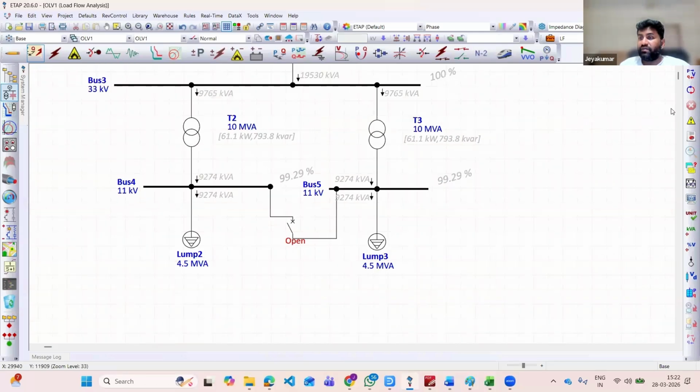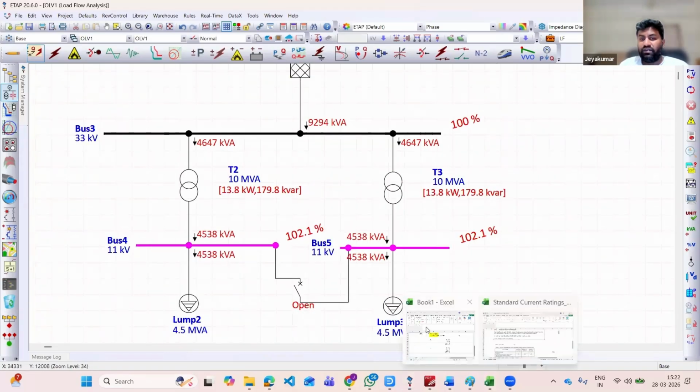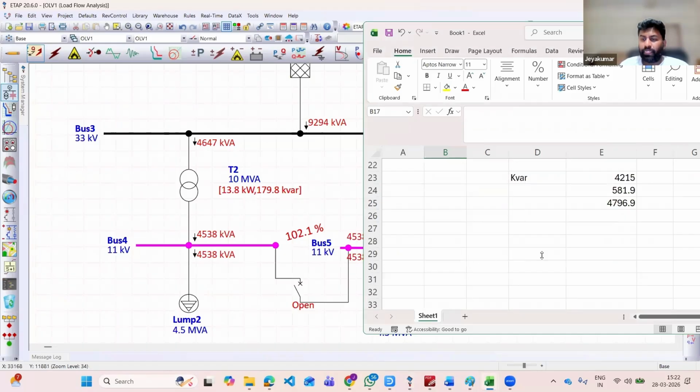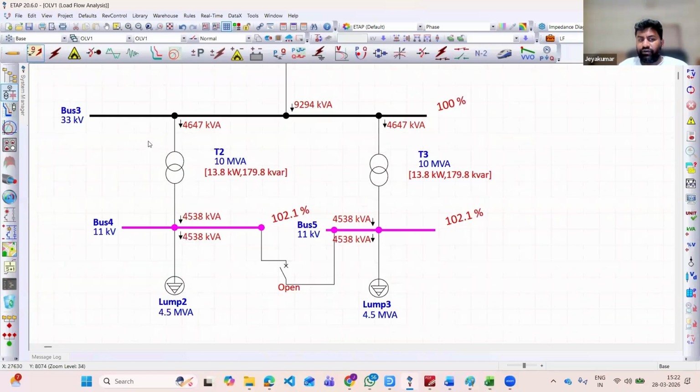So now you see here, there is an option that your transformer will be loaded only 50%. You are not loading fully, right? So why is it like that? Why are we doing like that? Let's look at here: 4647 divided by, like, you are loading only this much percentage. Most of the time this will be the scenario, guys.